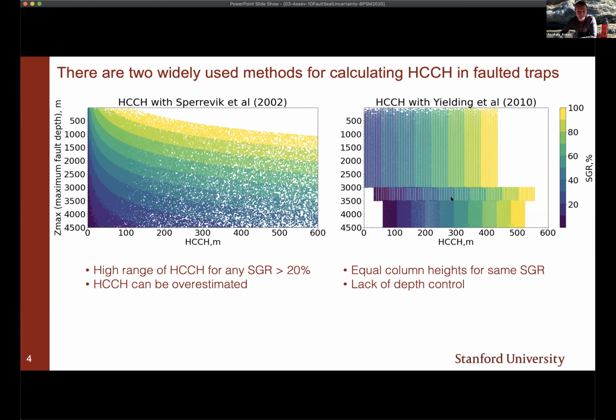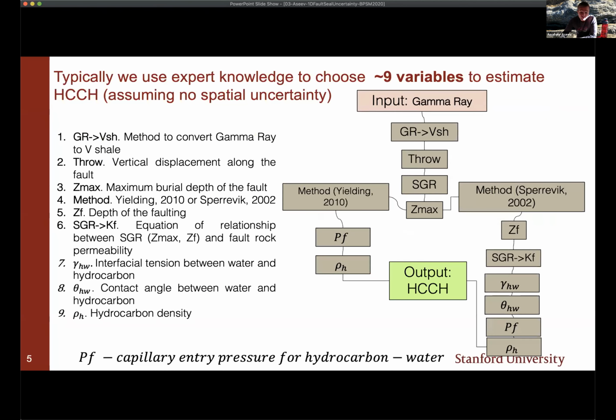So a common approach to estimate fault seal capacity is to define all the variables from these methods to use. Usually, these variables are chosen using expert knowledge, literature data, geological analogs, or common sense, to produce one or several deterministic scenarios of column heights held by the fault.